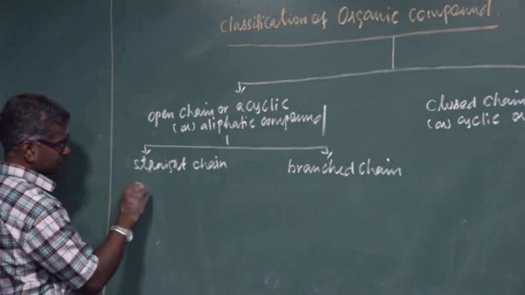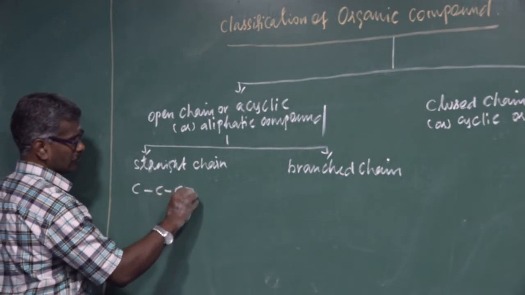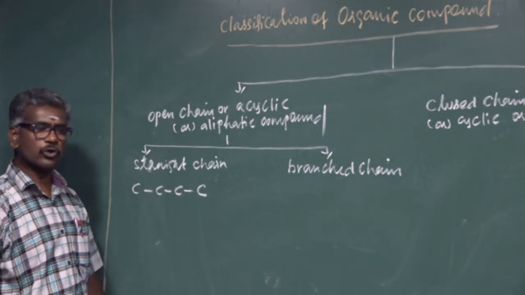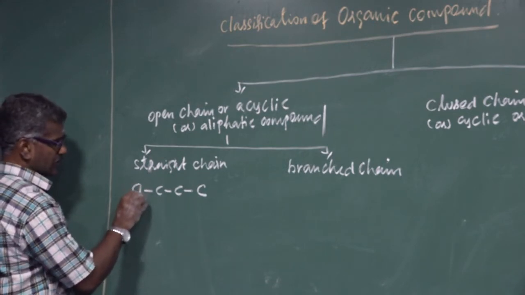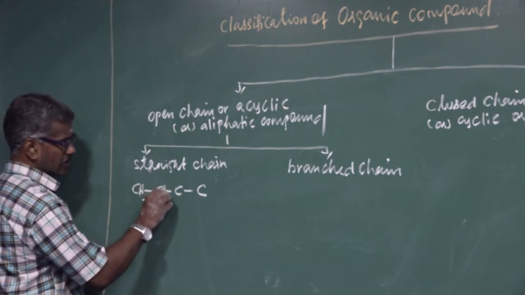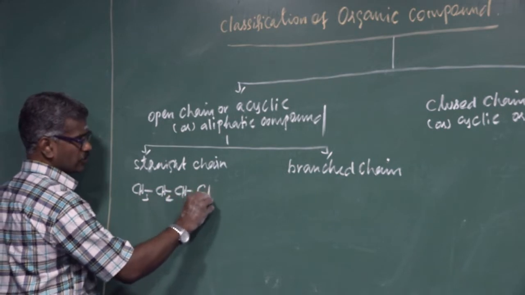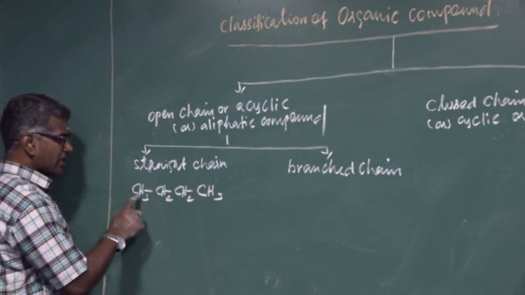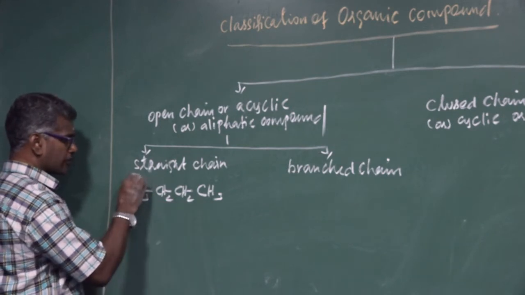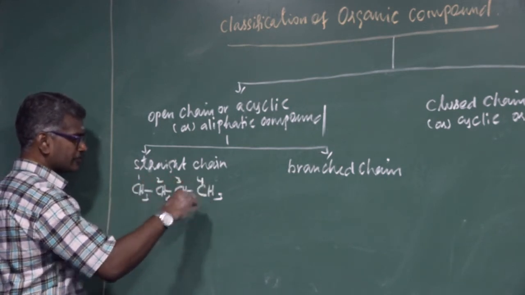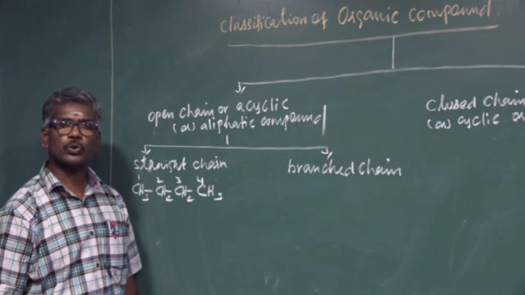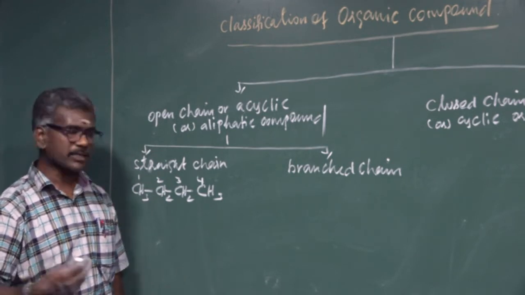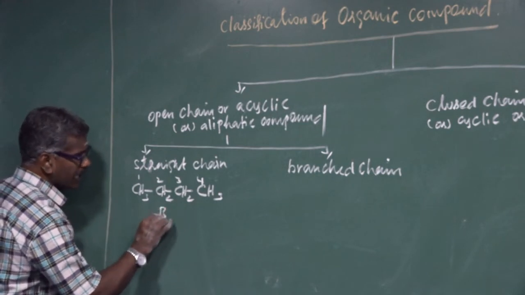For example, carbon: what is the valence of carbon? 4. Here CH3, CH2, CH2, CH3. Linear straight chain. Totally how many carbons? 1, 2, 3, 4. One carbon is methane, 2 is ethane, then propane, butane, pentane, like that. Here 4 carbons, butane.